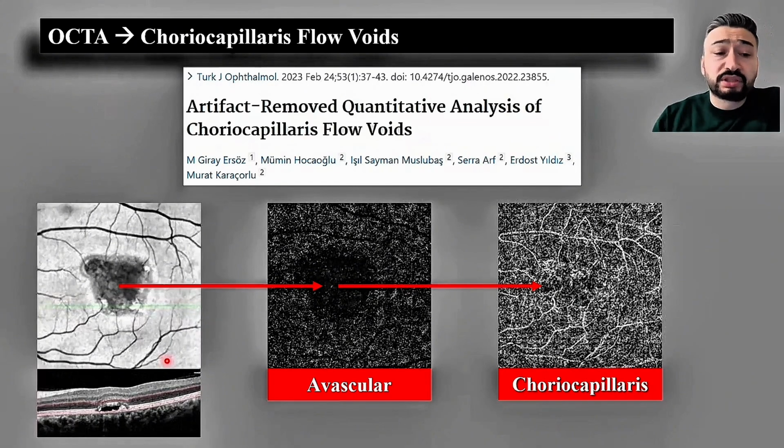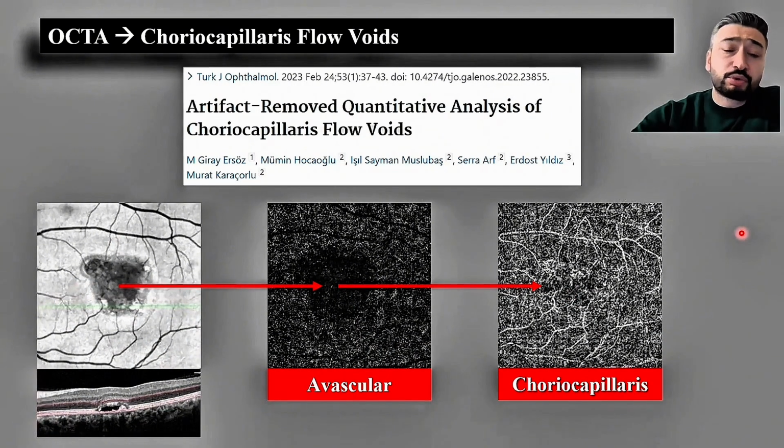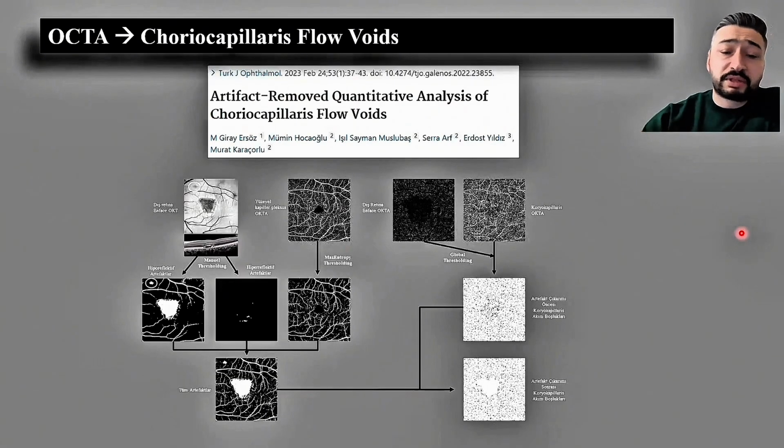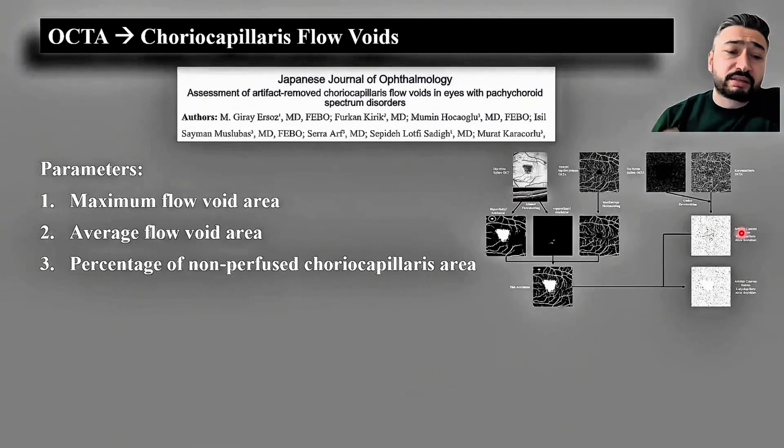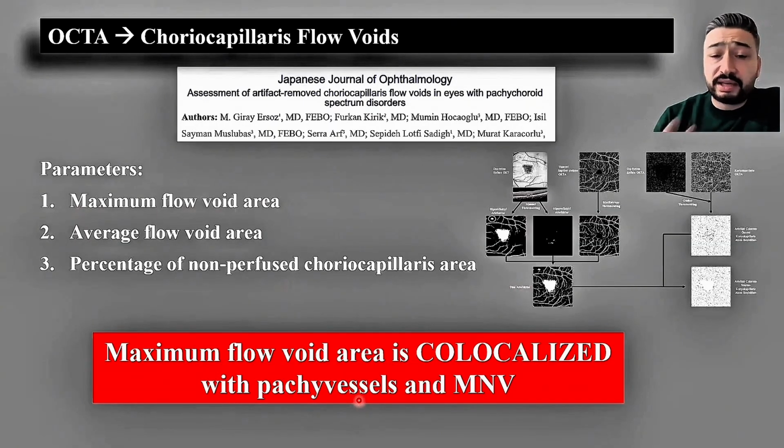However, in central serous chorioretinopathy, we see a false flow void due to the shading effect of the fluid you see here. We had developed an algorithm connected to MATLAB to eliminate this, and we used this algorithm in pachychoroid patients. The parameters we examined were maximum flow void area, average flow void area, and percentage of non-fluorescent choriocapillaris area. And here we observed that the maximum flow void area showed colocalization with pachyvessels and neovascularization.